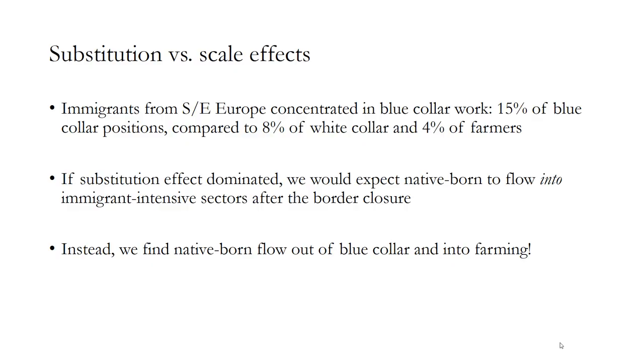So it's an all the more so type of argument that if substitution effects are dominating, we're expecting the native-born to flow into these areas, and we know they don't, but especially to flow in to blue-collar work, because now they're no longer facing this competition from immigrants. Instead, we see the opposite. We see that the native-born are flowing out of blue-collar work, both because we have internal migrants not coming who would have taken blue-collar jobs, and because even for the folks who are located in the area and don't leave, we see them actually flowing out of blue-collar work and not into it.